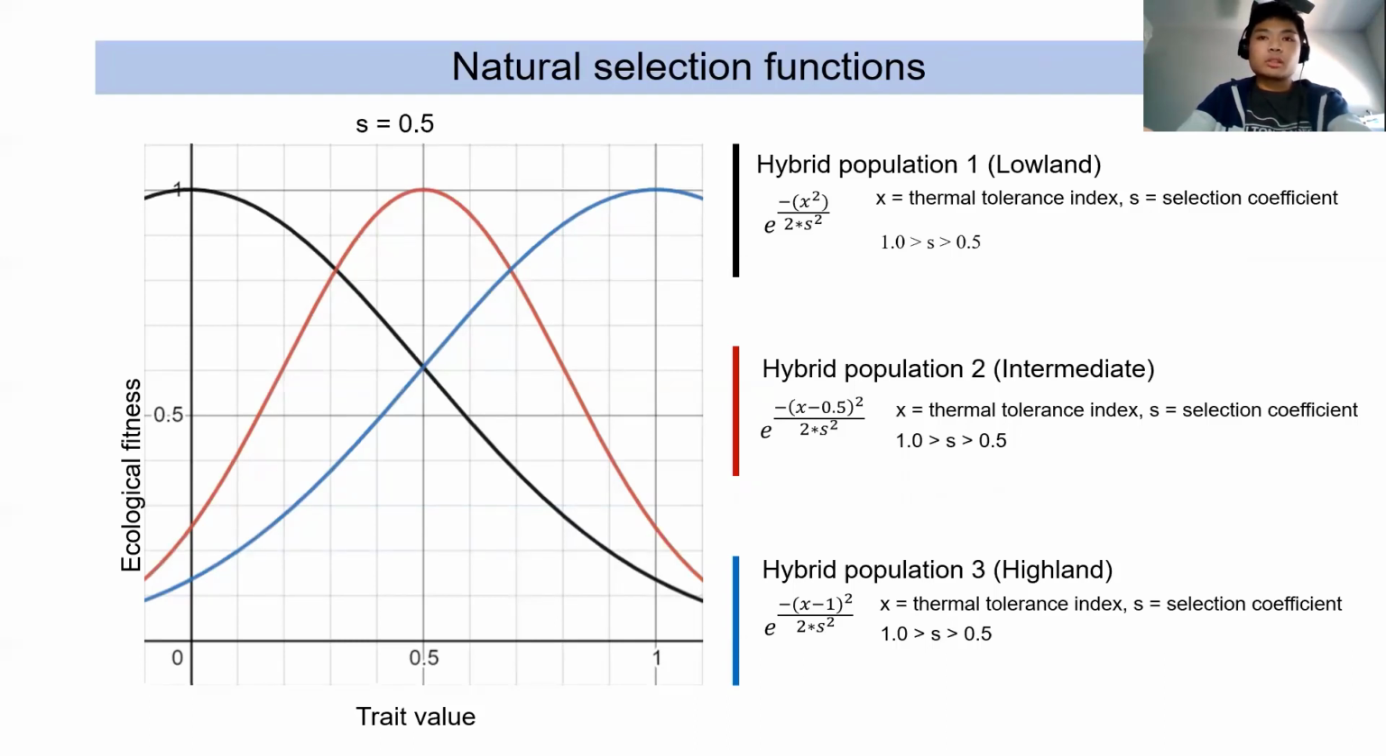The strength of selection, or the fitness deficit between the most optimally and most minimally fit individuals, was also altered using a selection coefficient, which was incremented between 0.5 and 1. Here you can see how in hybrid population 1, individuals with a trait value of 0 are most optimally fit, while in hybrid population 3, individuals with a trait value of 1 are most optimally fit.